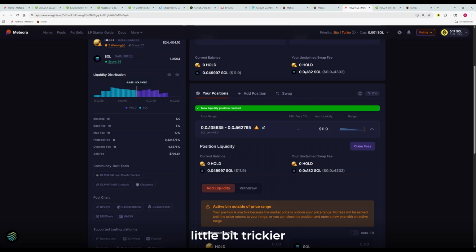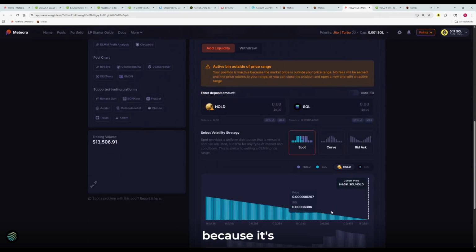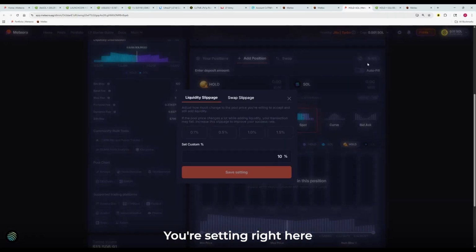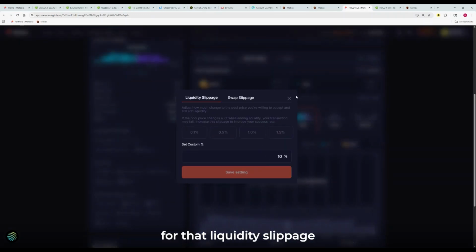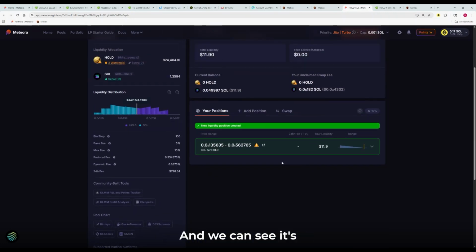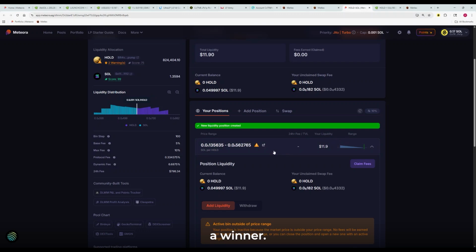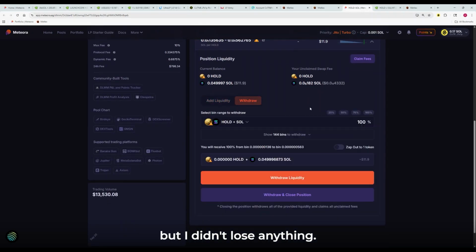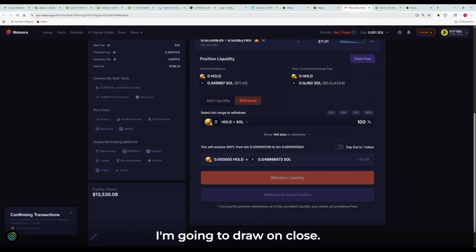Those can be a little bit trickier to get the liquidity to deposit because it's swinging. You're having a lot of slippage. You just change your setting right here for that liquidity slippage if you're having trouble depositing. But this one, very simple, and we can see it's already pumped up out of range. I earned a tiny bit in Sol, but that one is actually a winner. Not really much of one, but I didn't lose anything. I'm going to withdraw and close.